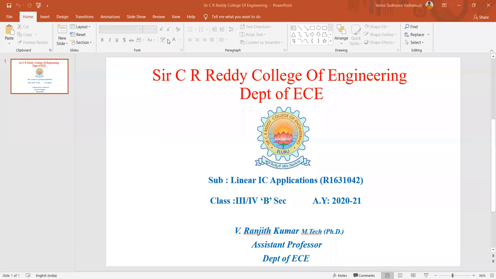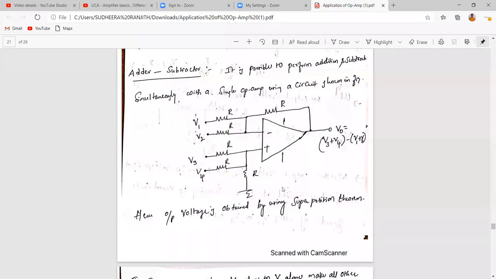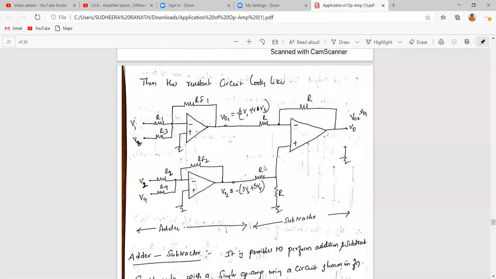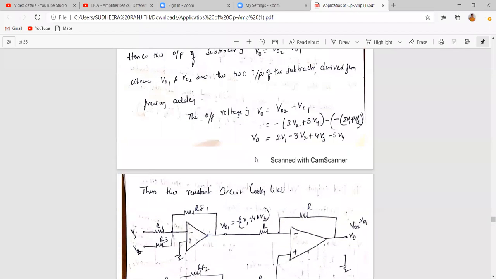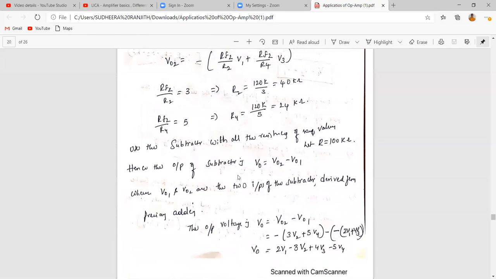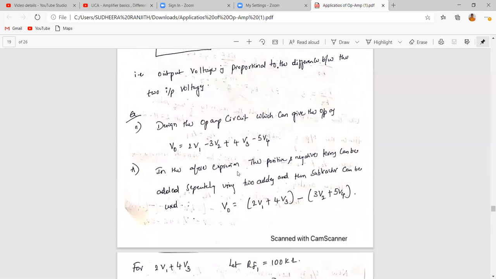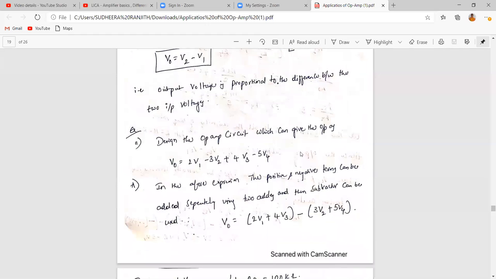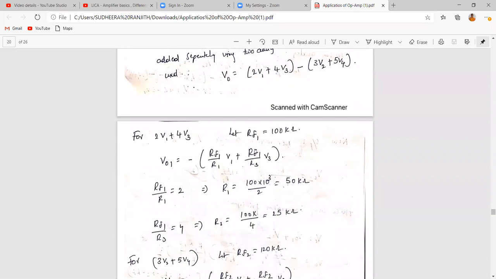So in the last class, we did a problem. We had designed a circuit for a given expression, V naught equal to 2V1 minus 3V2 plus 4V3 minus 5V4, using two adders and one subtractor. By using two adders and one subtractor, we have designed a circuit, right?